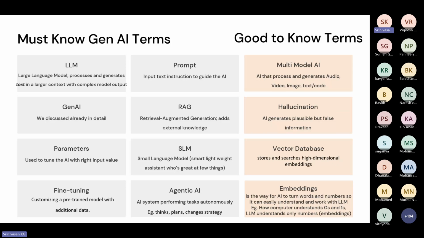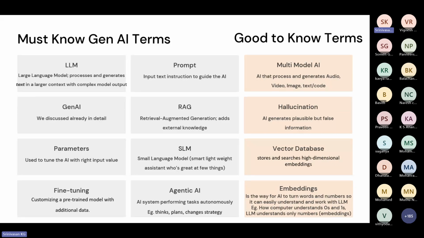Okay, GenAI we have already discussed in detail. The next one is RAG, Retrieval-Augmented Generation. That is what the expansion of RAG is. This is like adding external knowledge. If I go to an LLM and ask a question like, tell me about Srinivasan, it is not able to say who Srinivasan is. It does not know that.